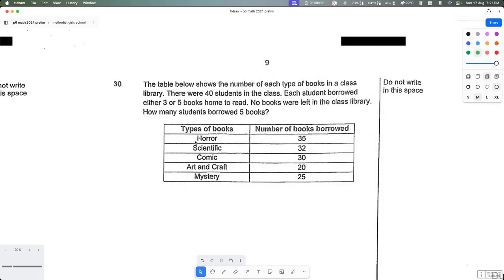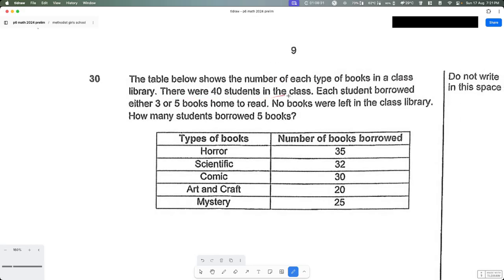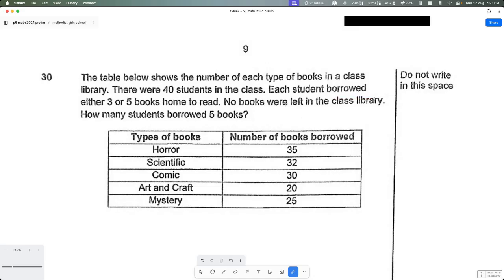Question 30. So the table shows the number of each type of books in a class library. There were 40 students in the class. Each student borrowed either 3 or 5 books home to read. No books were left in the class library. How many students borrowed 5 books?